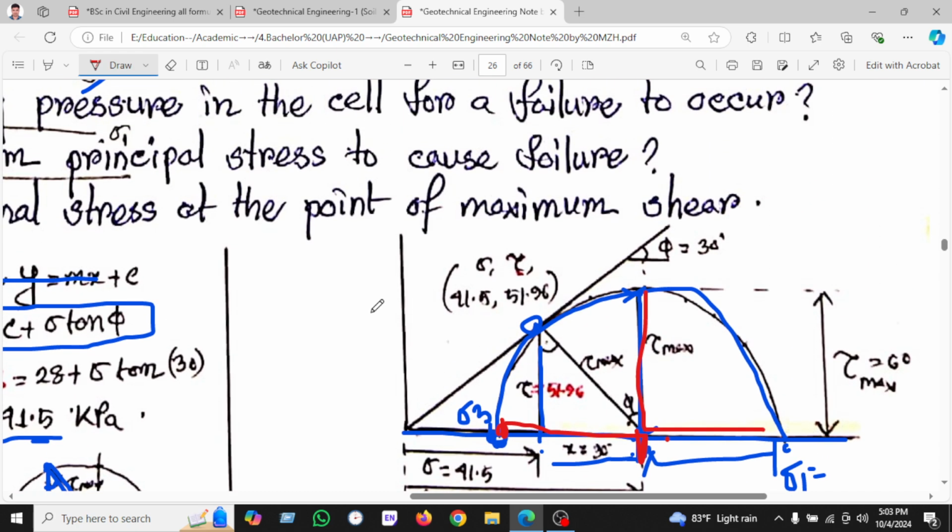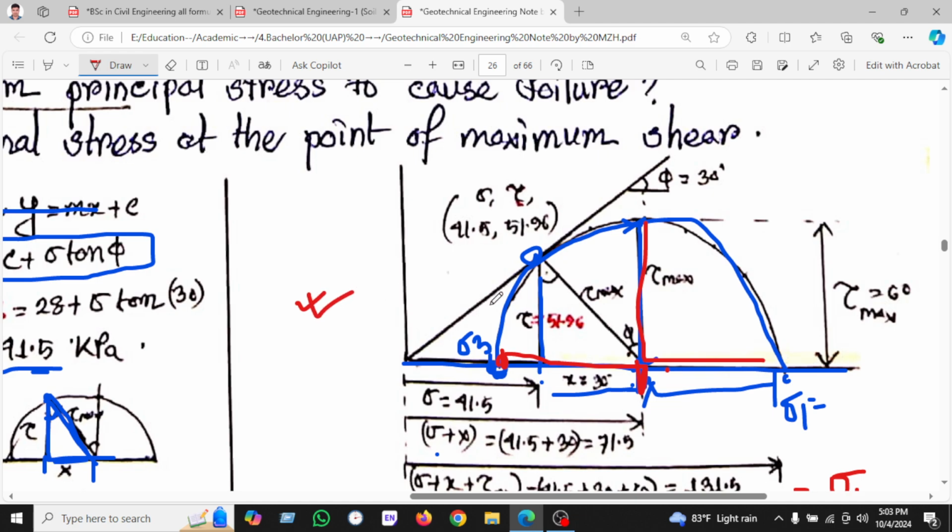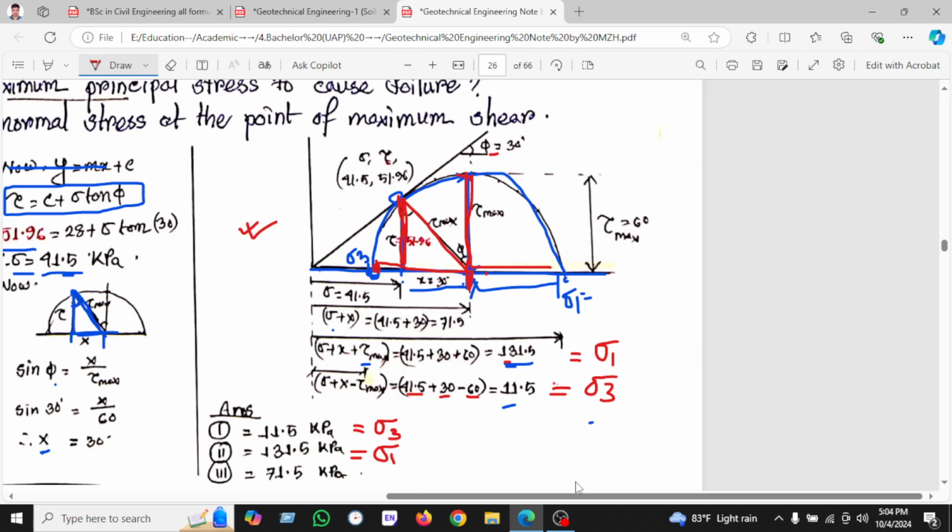So you must understand this graph, and this is the tau max, and these are the tau, because the radius is same. But this is another tau which is positioned vertically, in this way. So the angle is given as 30. We know the question is given here.